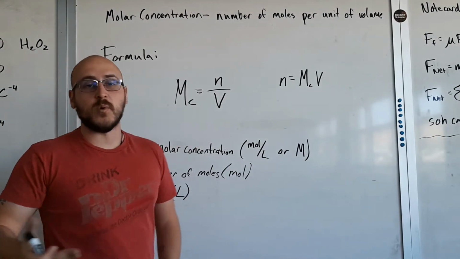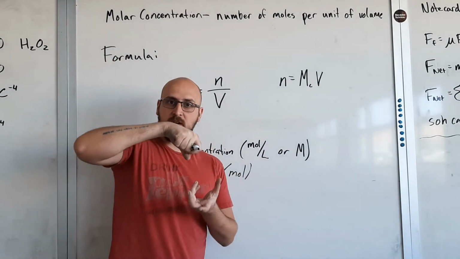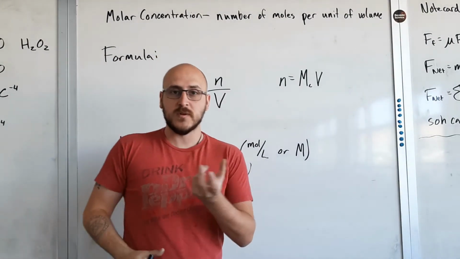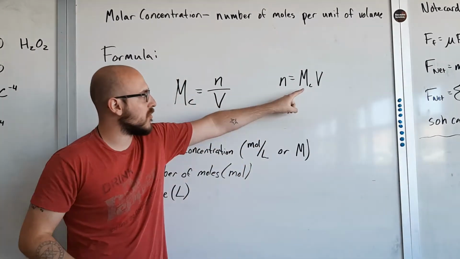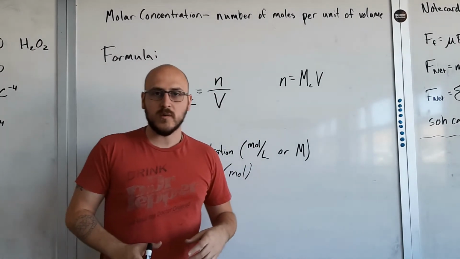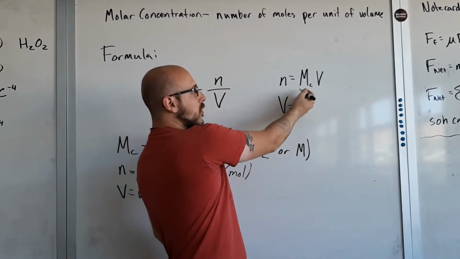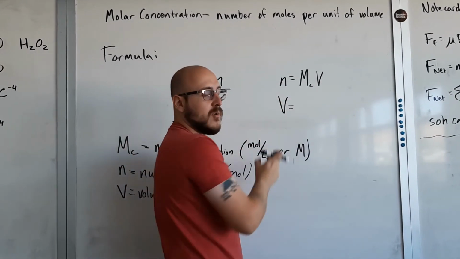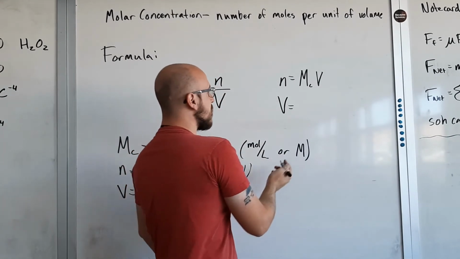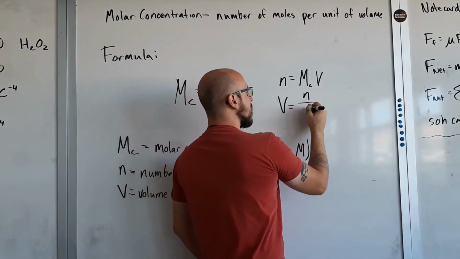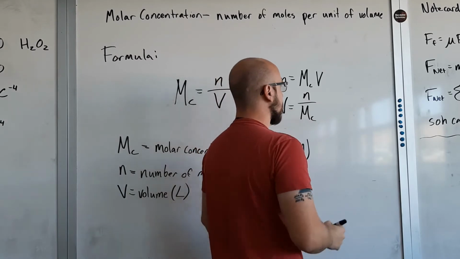Or if you wanted to figure out how much volume you're going to need to measure out, and you know your molar concentration and you know your number of moles, you can figure out what your volume is by moving this equation around again. So getting molar concentration to the other side. Right now it's being multiplied, so to get it to the other side I would need to divide. So number of moles divided by molar concentration.